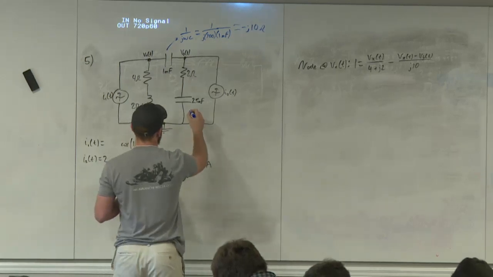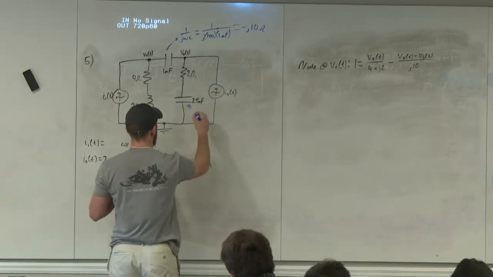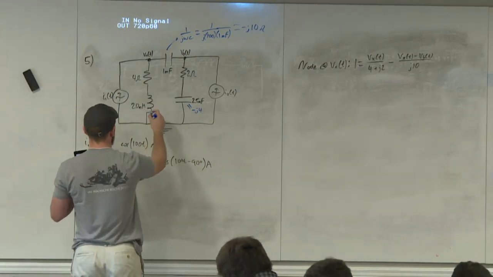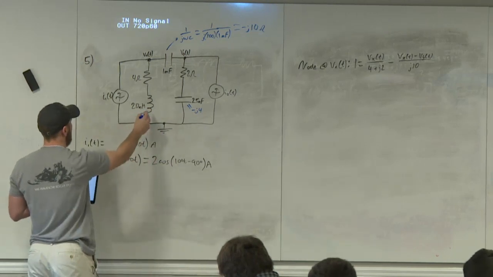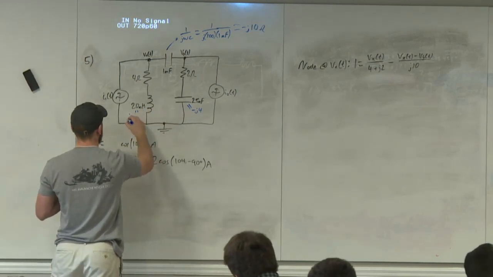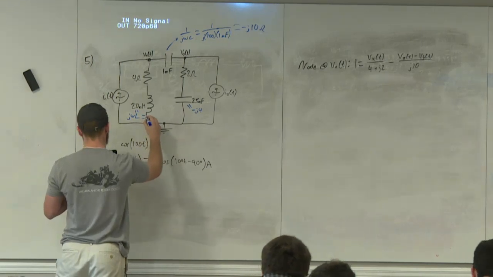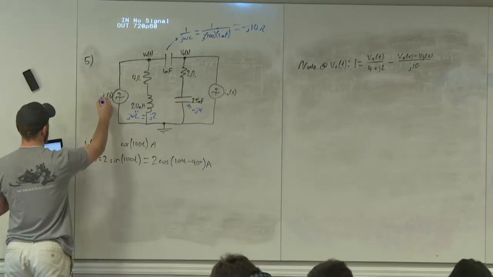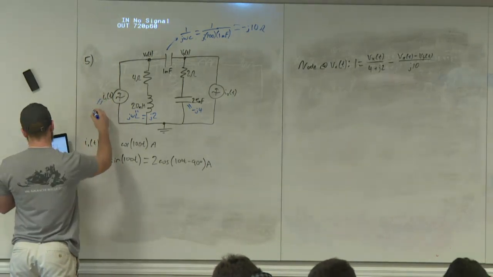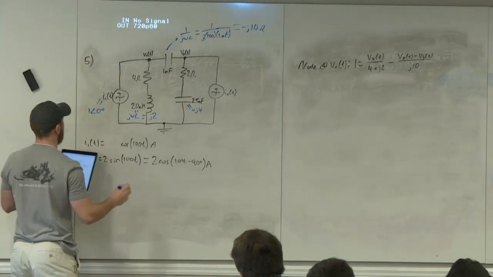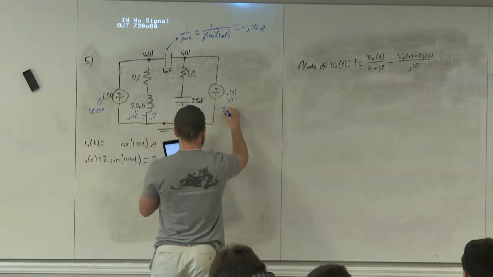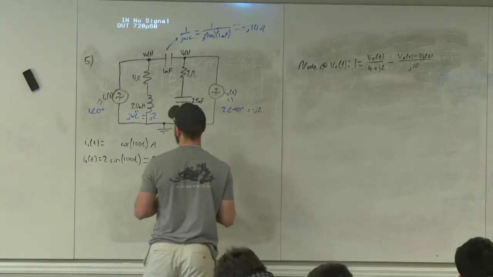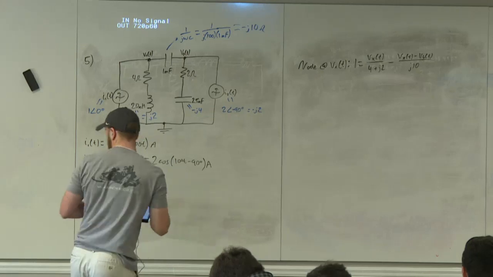So this capacitor, you do the same thing. You get negative j4. The 20 millihenry inductor, what's the formula for the inductor? j omega L, so that gets you j2. So that's equal to 1 angle 0 degrees, and this is equal to 2 angle negative 90 degrees, which is negative j2. Okay, let's continue now.